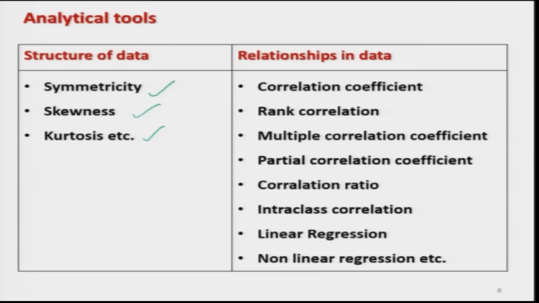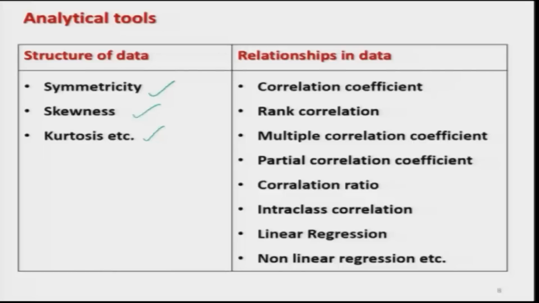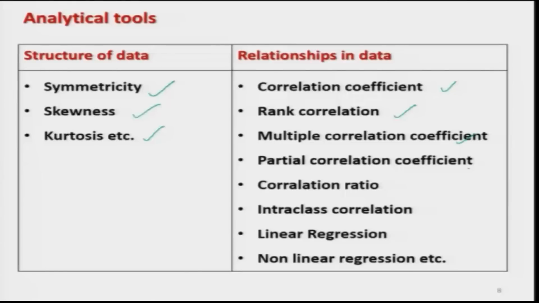Then another aspect can be if I have data on more than 2 aspects, something like height, weight and age, then there may exist some relationship in the data, or some coherent structure inside the data. In order to study those aspects, we have the tools of correlation coefficient, rank correlation, multiple correlation, partial correlation coefficients, correlation ratio, intra-class correlation coefficient, linear regression, non-linear regression, etc. So there is a long list.